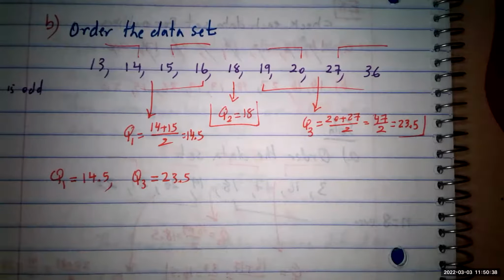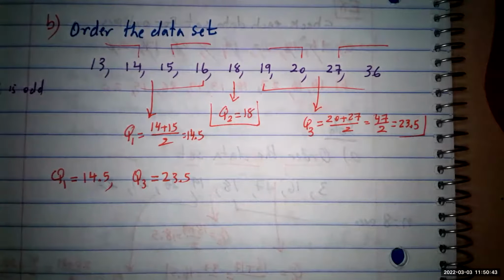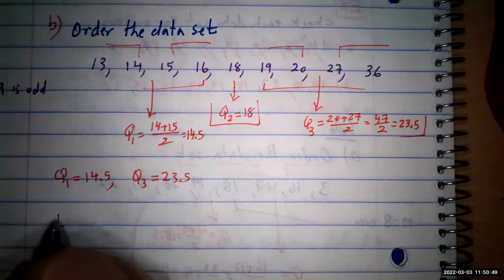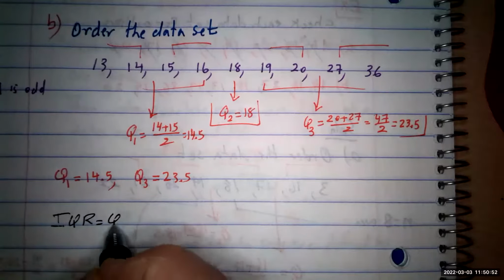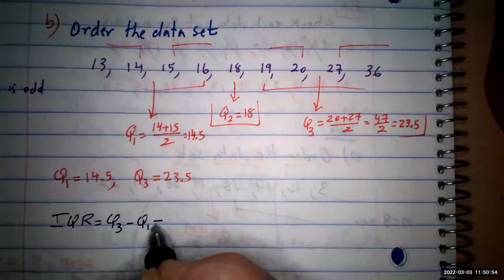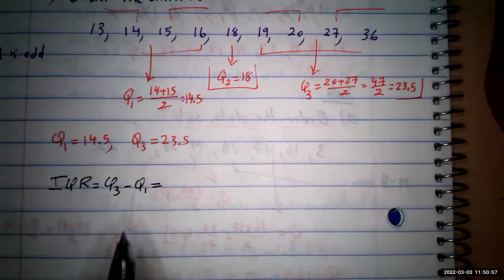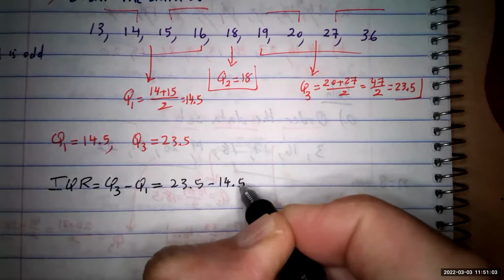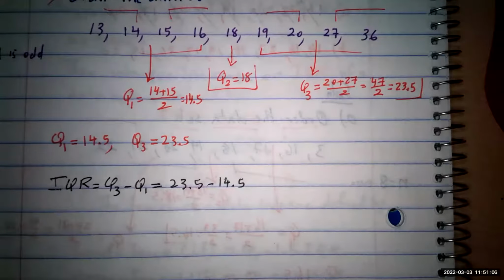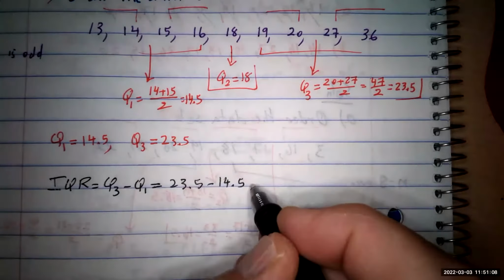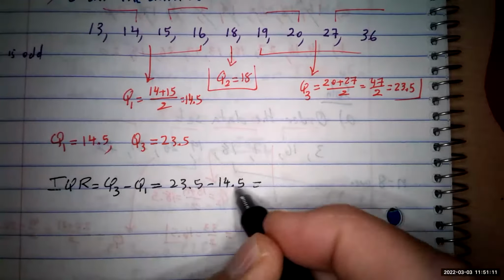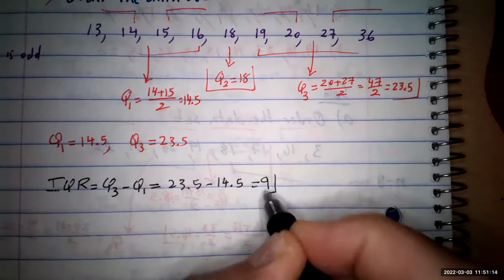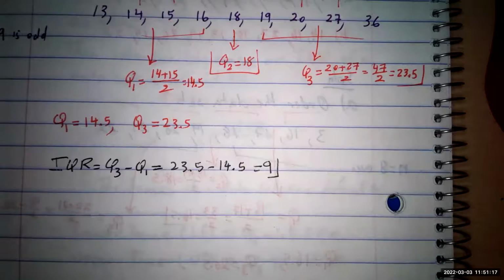Okay, go ahead and get the IQR. So we are going to get the IQR. IQR is going to be Q3 minus Q1. Okay, Q3 is 23.5 minus 14.5. And that is going to be 9. So the IQR is going to be 9.